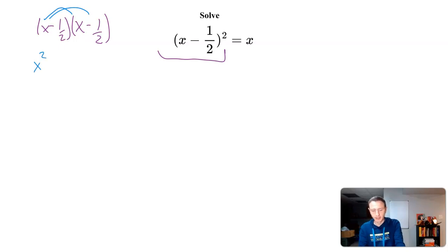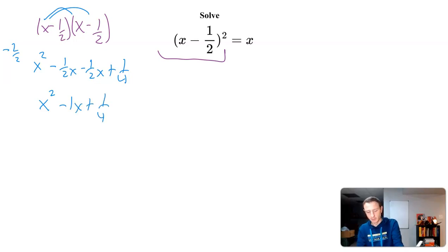x squared, x times a half is minus a half x. Minus a half times x is minus a half x. And then plus a fourth. So I get x squared, negative half x minus half x, which is going to be negative 2 over 2, which is negative 1, so negative 1x plus a fourth. So expanding that out, I get x squared minus x plus a fourth equal to x.